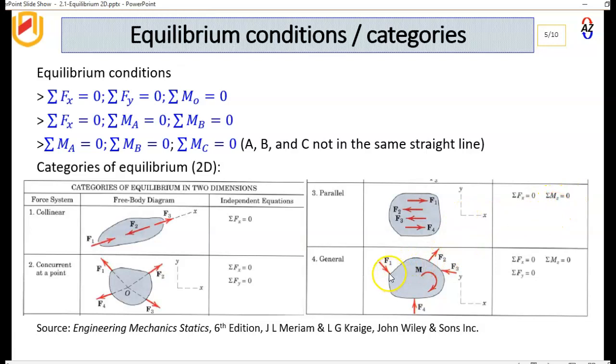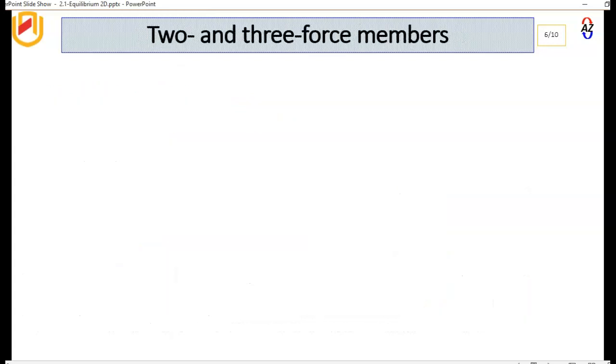If it's a general force system, which is neither collinear nor concurrent nor parallel, where we have all these forces all over the place here, then we have summation of forces in the x, summation of forces in the y, and summation of moments in the z, which is equivalent to this first condition here for us to get equilibrium.